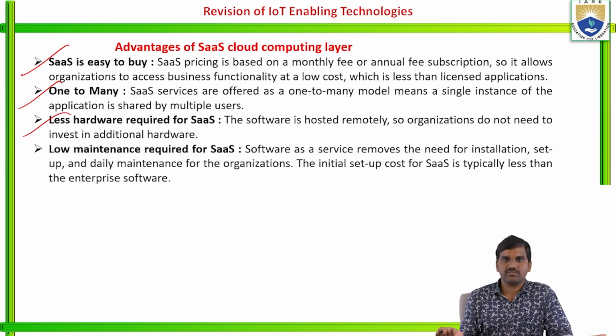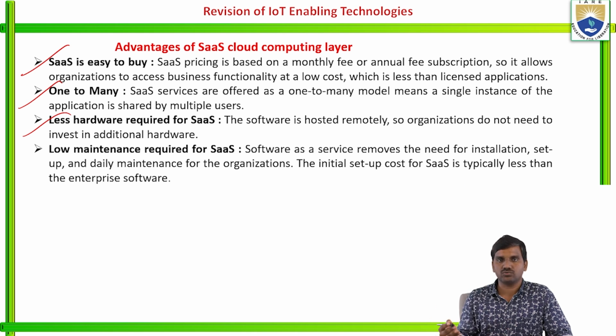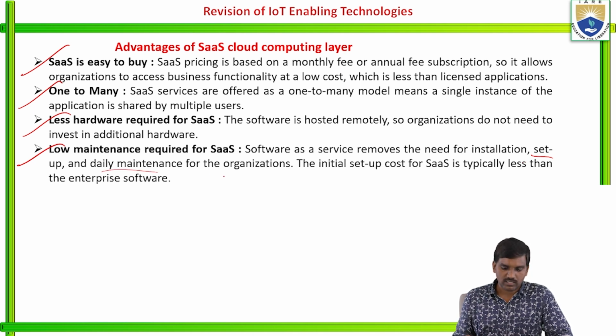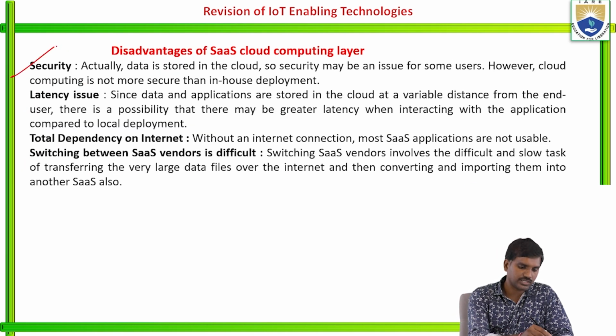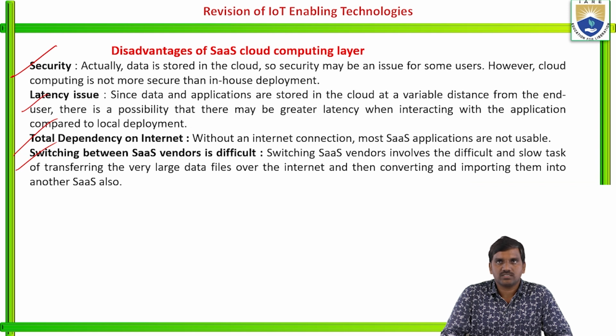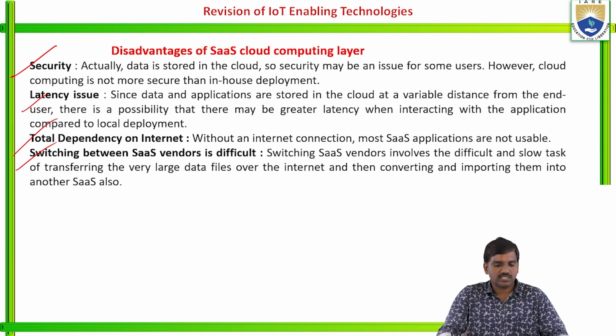We already know software as a service can serve the services to the users. So there is no need for any hardware components, and low maintenance is required for SaaS. Software as a service removes the need for installation, setup, and daily maintenance for the organization. The initial setup cost for SaaS is typically less than enterprise software. The disadvantages are in terms of security, some latency issues, total dependency on the network, and switching between SaaS vendors is difficult. So these are some disadvantages of using software as a service in cloud computing.